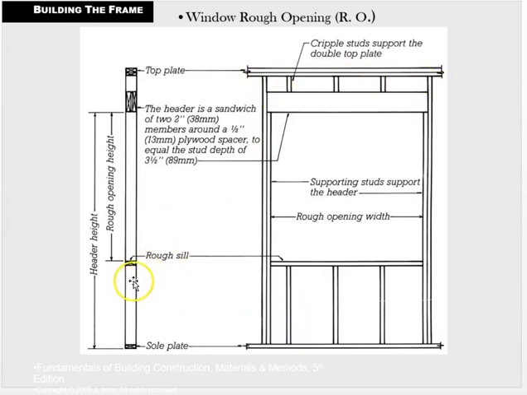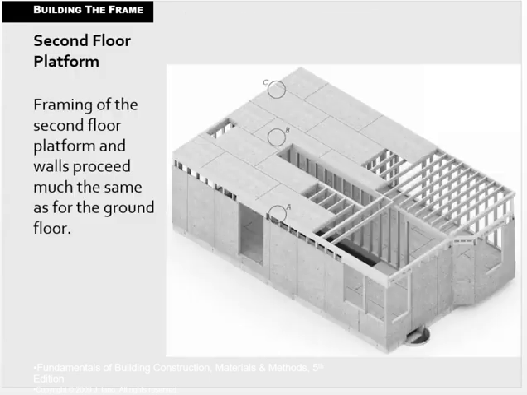And then here in section we see the same thing: the sill being cut, the sole plate or the bottom plate, the double top plate, and the headers. And the headers are 2-bys that are standing on edge, often with a spacer. So if we have a 3.5-inch wall, we have 2 2-bys and a spacer, typically a plywood spacer.